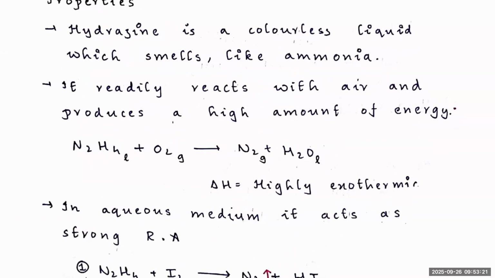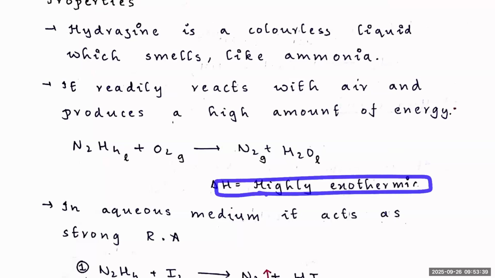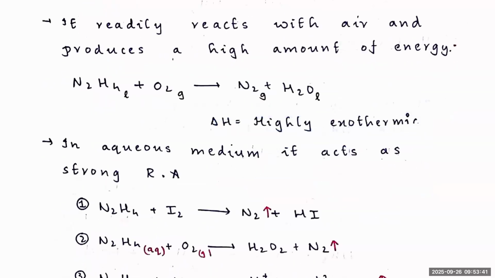What are the properties? Hydrazine is a colorless liquid which smells like ammonia. It reacts with air readily and produces a high amount of energy. N2H4 reacts with O2 and converts into N2. N2 is a very stable molecule, which is why a huge amount of energy is released; it is highly exothermic. That's the reason we use it in rocket propellers. Hydrazine is the fuel for rockets. The thrust it can give is very high, with a very high impact on the ground.